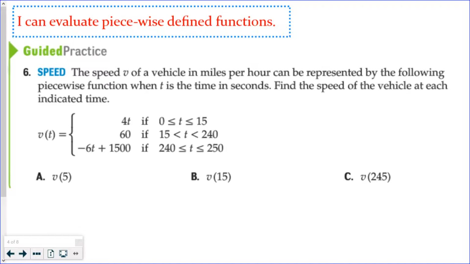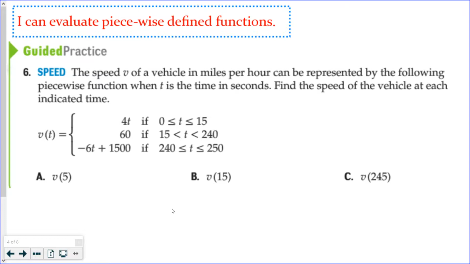So if you look at this function here, you'll notice that this function is defined in what we call 3 pieces. So that's why it's called a piecewise function, there's 3 pieces to my function. So between 0 and 15 seconds, it's going at a rate of 4t. Between 15 and 240 seconds, it's kind of coasting just here at 60 miles an hour. And between 240 and 250, it's got this function that applies.